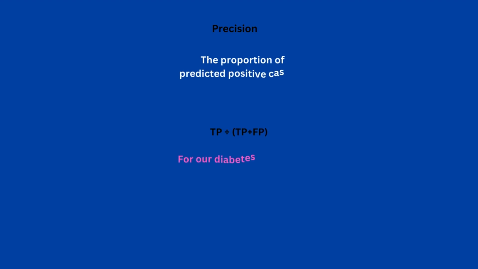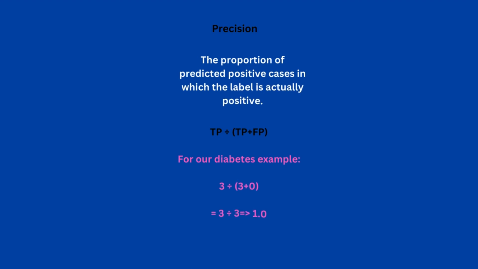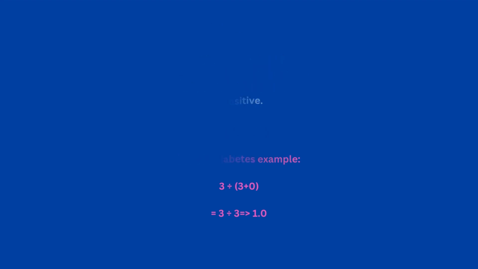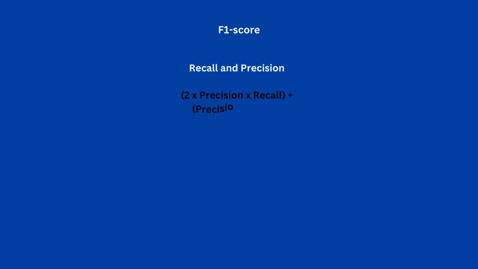Coming to the precision, it is the proportion of predicted positive cases where the label is actually positive. Now, when we apply values from the matrix, we get the result as 1.0, that is 100% of the patients predicted have diabetes. Now, coming to the F1 score, it is the combination of recall and precision. Now, when we apply the values from the matrix, we get the result to be 0.86.